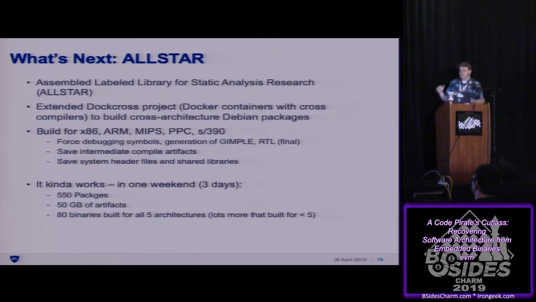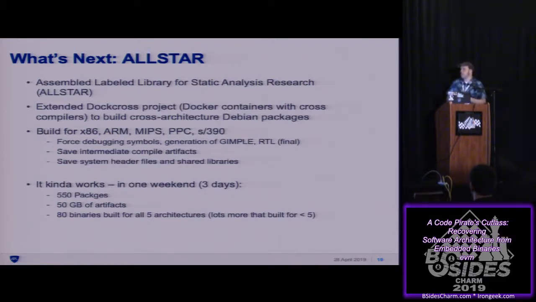And so the idea is build all of those packages for all of those architectures, save all your compiler artifacts, save header files, shared libraries, and get as much as you can through the compile process. So get your RTL from GCC, get Gimple, which is GCC's sort of high level representation.